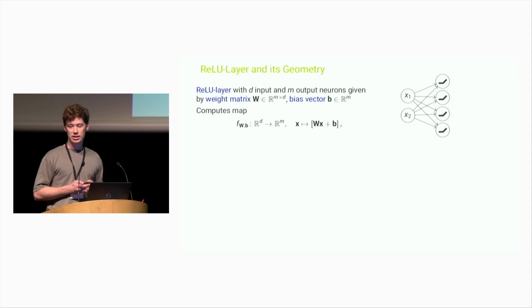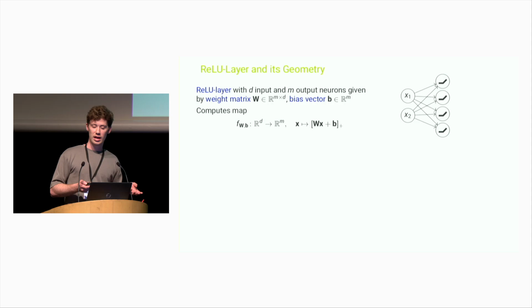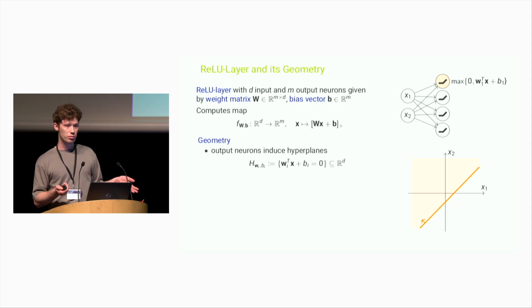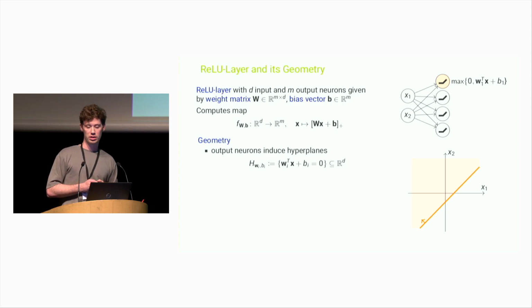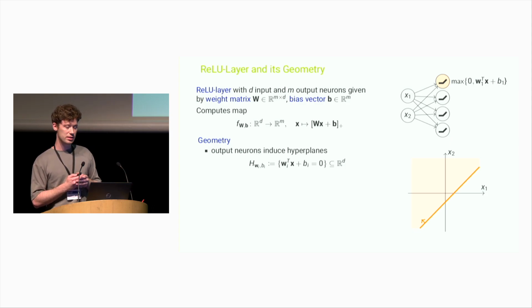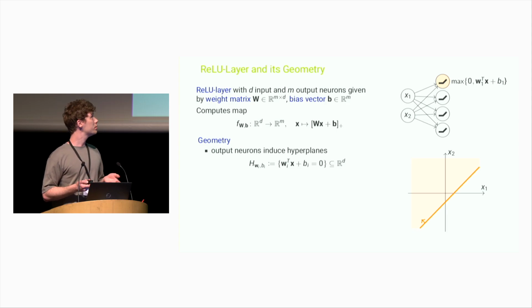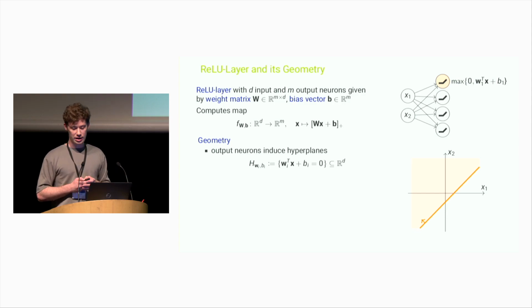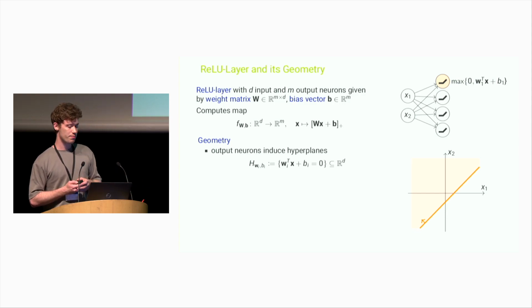So here on the right, you can see an illustration of such a ReLU layer, and now an output neuron first computes an affine combination of the input neurons and then takes the maximum of 0 and this affine combination. And geometrically, such an output neuron induces a hyperplane consisting of the points where this affine combination is precisely 0, subdividing the input space into two half spaces, one where the neuron computes an affine combination and the other one where it simply computes the 0 map.